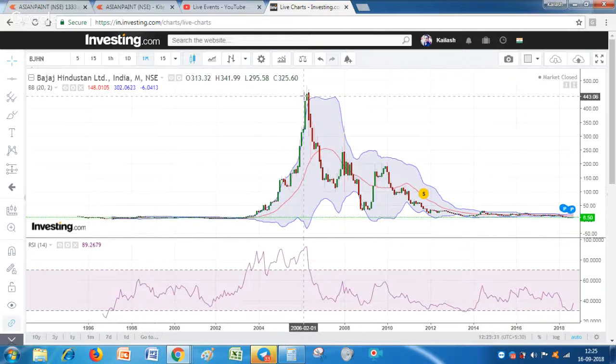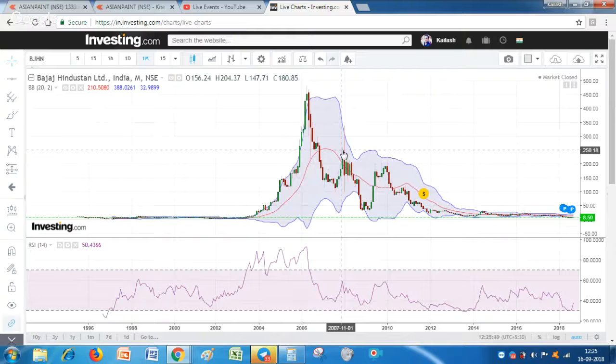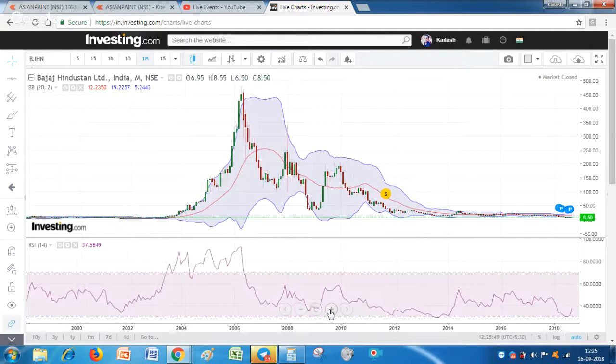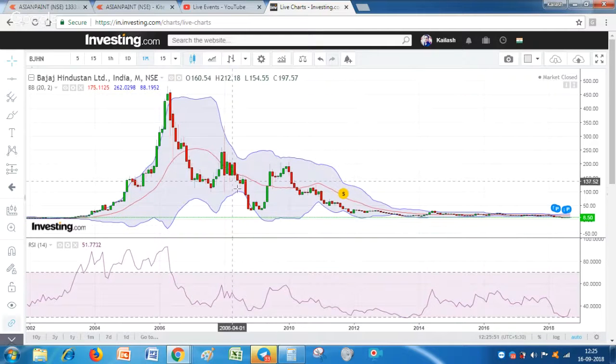After that, the stock started a downfall, straight to the 120 level, then moved up to 250, even 337 once. After that, the stock again started a downward journey. The previous time it was 110, 120. This time it made a fresh low of 35.